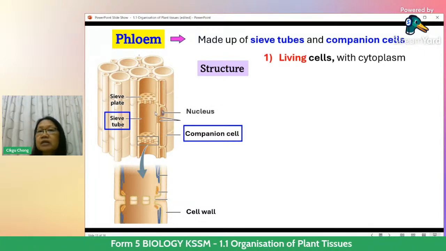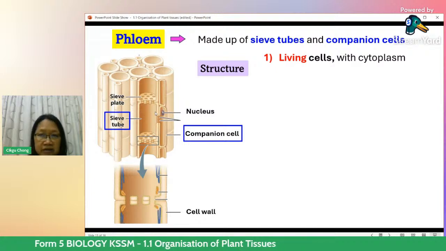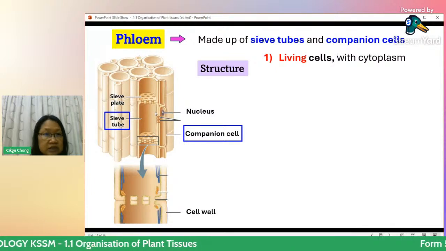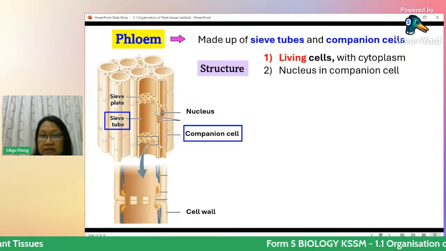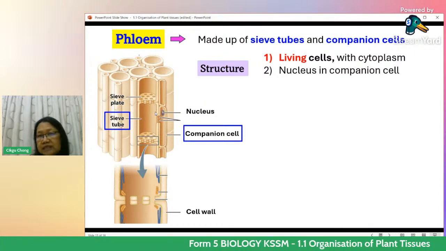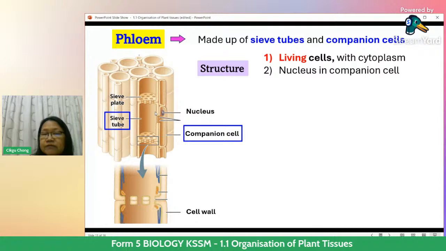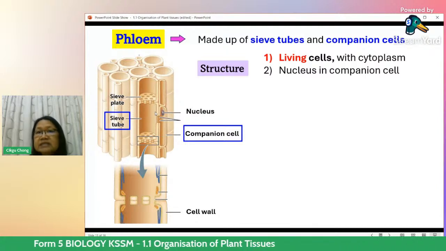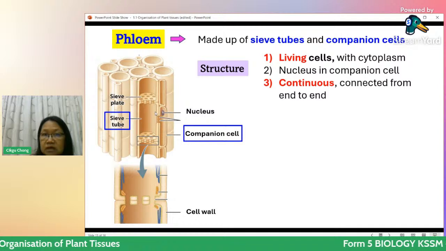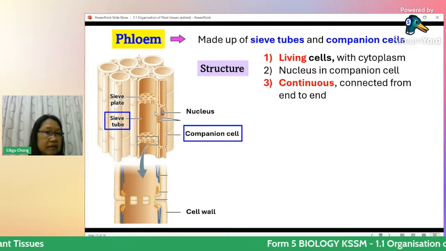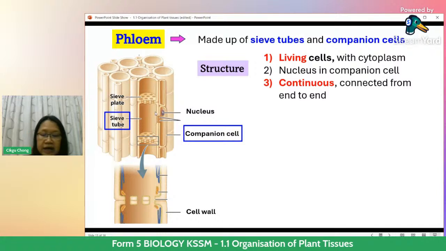Okay, so structure. They are living cells. There is cytoplasm. So this is not dead. Xylem is dead, but this is living. So there is a nucleus, but in the companion cell. In the sieve tube, no nucleus. In the companion cell, there is a nucleus. Okay, and it's continuous. Again, same similarity. This is a similarity between xylem and phloem. Continuous, connected from end to end, from one end to the other end.